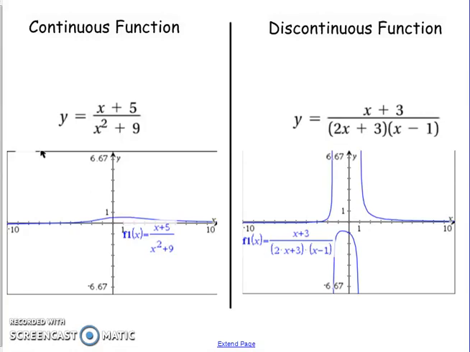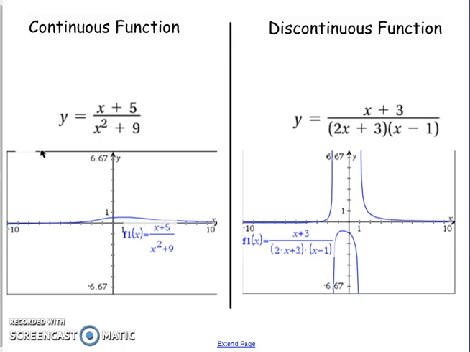The first thing that we're going to look at is the difference between a continuous function and a discontinuous function. So the function on the left-hand side is a continuous function. And if you look at the graph, it's one graph. There's no holes, there's no jumps, there's no breaks. If you were to draw this graph with your pen, you wouldn't pick your pen off the paper at all. It would just be a continuous motion.